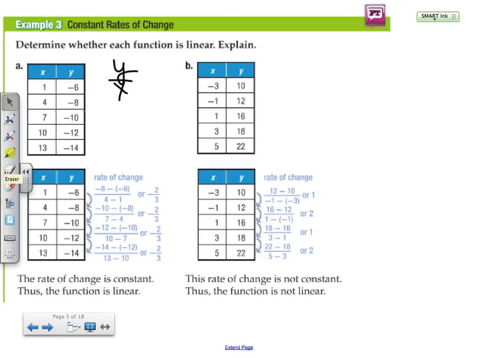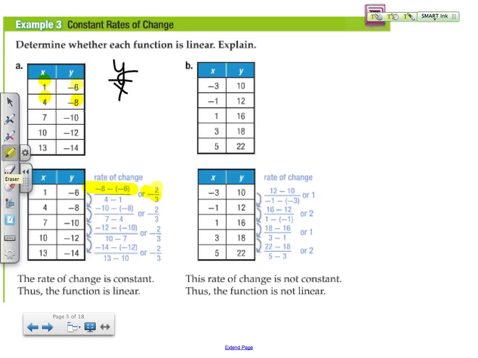So in this case, if we look at the difference between -8 and -6, we get something, and we look at the difference between 4 and 1, and that's exactly what they've done down here. -8 minus a -6 is 2, and 4 minus 1 is 3. It's actually -2. So our rate of change is -2 over 3.